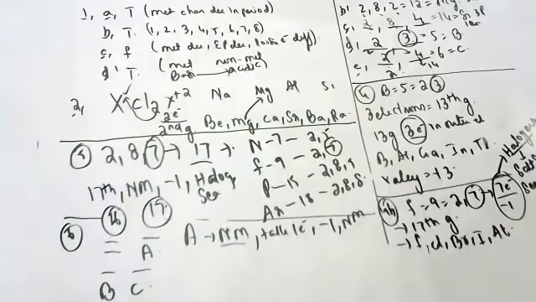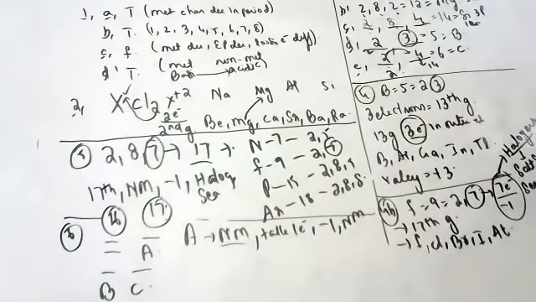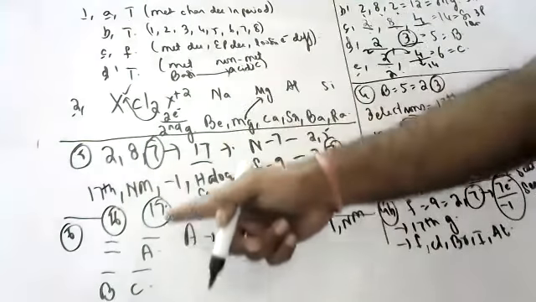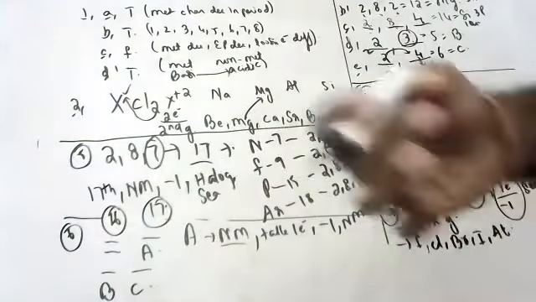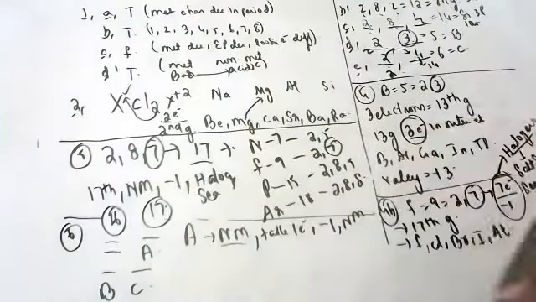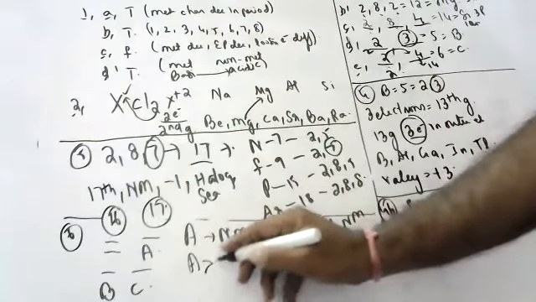Next, state whether A or C is more reactive. Among A and C, which is more reactive? These are non-metals. Non-metallic character decreases down the group. So A is more reactive than C.